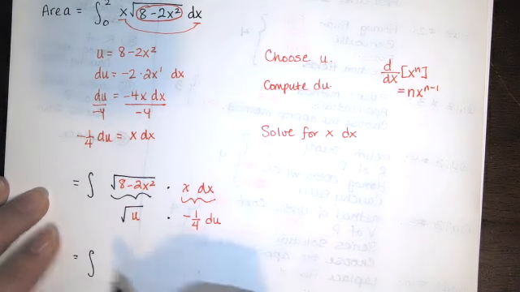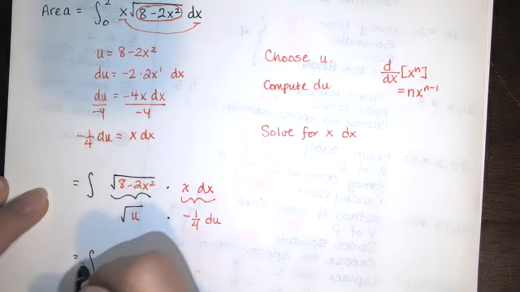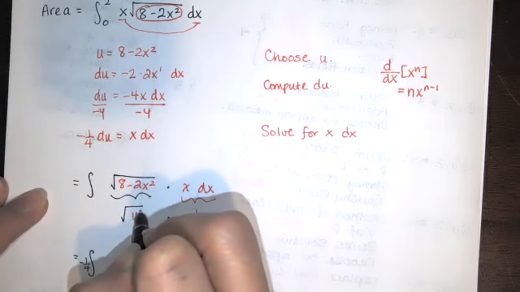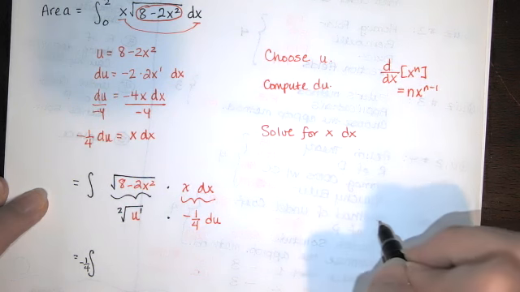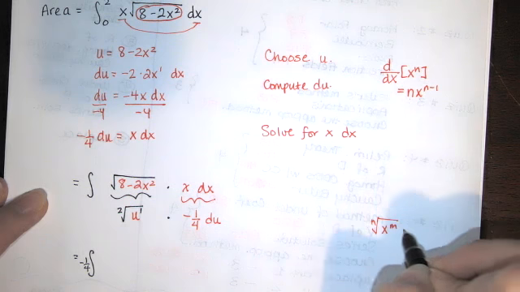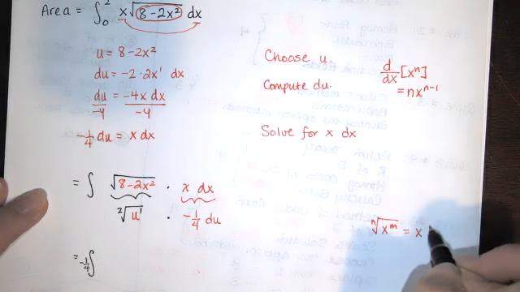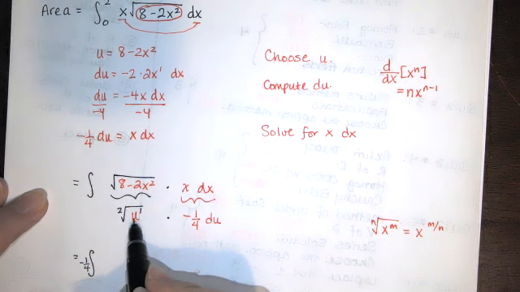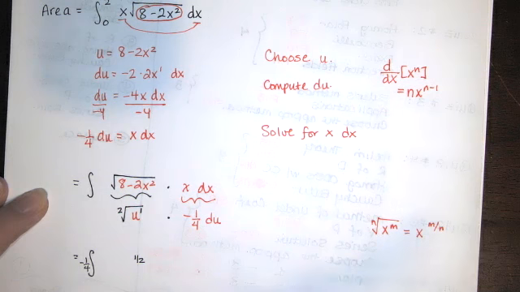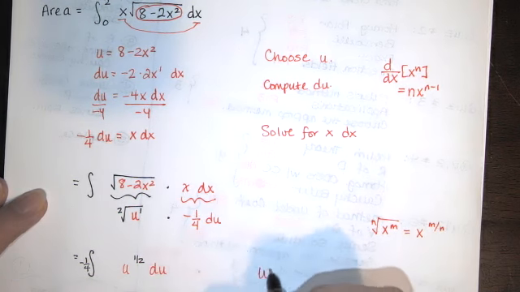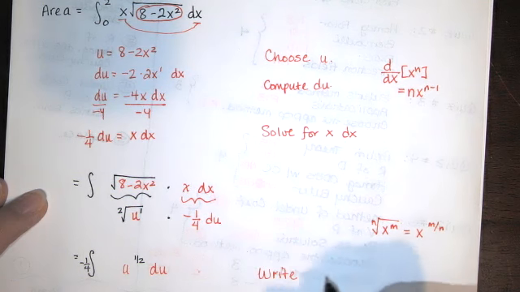That is our integrand. And if you want, you can factor out the negative 1/4, and you can rewrite that square root of u using exponent properties. Remember, the nth root of x to the m is x to the m over n. This is u to the 1/2 power. And so now we have written our integral in terms of u.